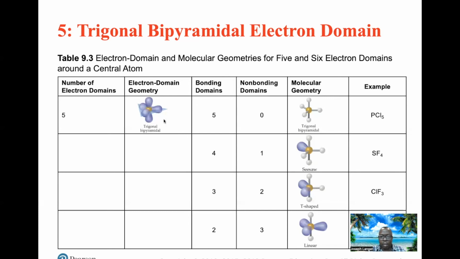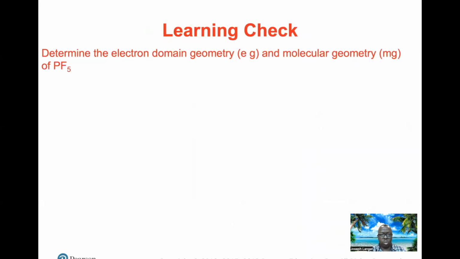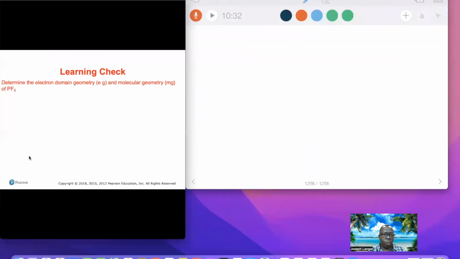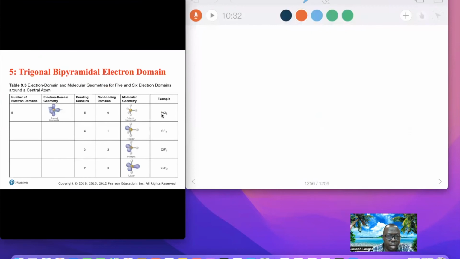That's all for 5 domains, which I believe, having gone through, you should be able to extend to the 6 domains. Let's look at this question. Determine the electron domain geometry and the molecular geometry for PCl5, which you can just go back to. It's given here.